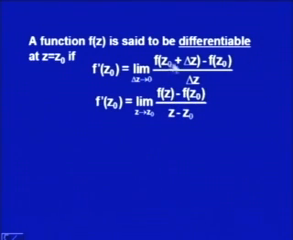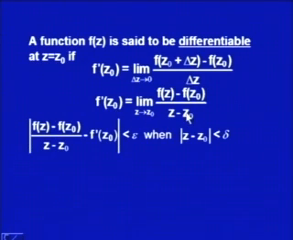If I denote z naught plus delta z as z, then this expression can be written as f(z) minus f(z naught) divided by z minus z naught. The limit of this expression as z tending to z naught is defined as f dash of z naught.